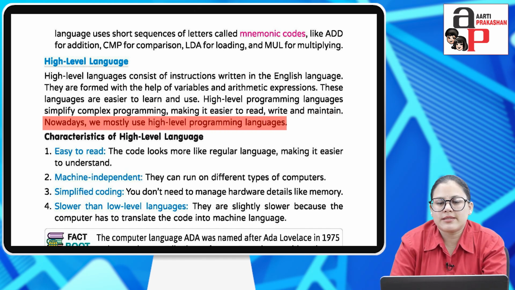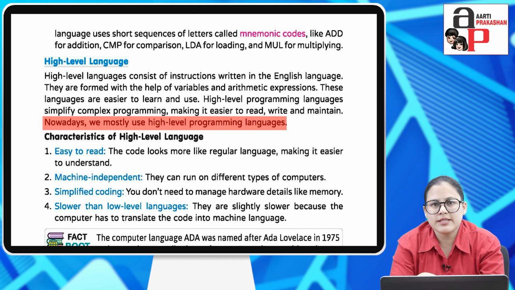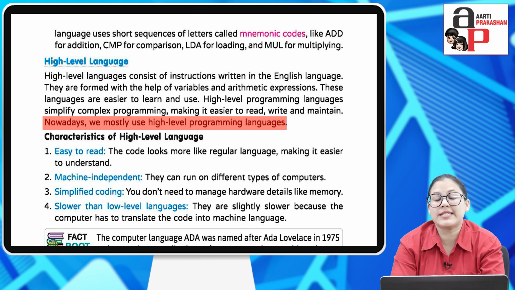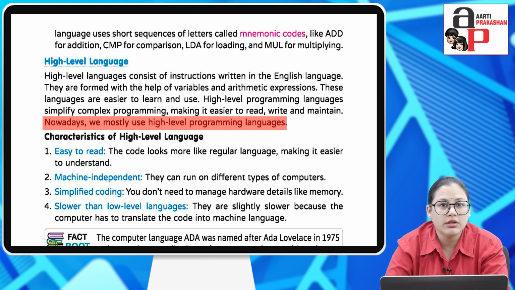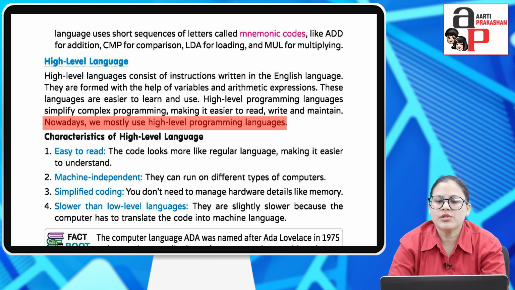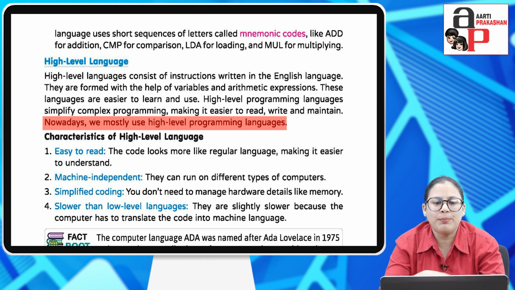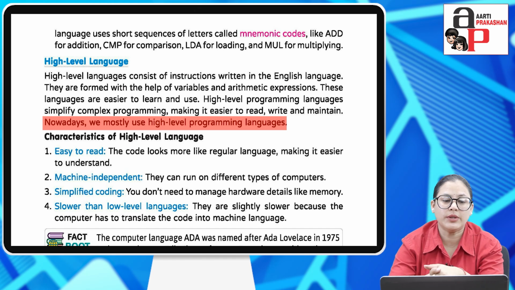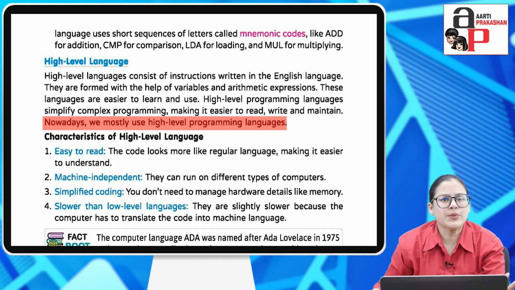High-level languages consist of instructions, and these instructions are written in English language. These languages are easy to learn, easy to use, and also these languages simplify complex programming, which makes it easier to read, write, and maintain. So nowadays we mostly use high-level languages, right?